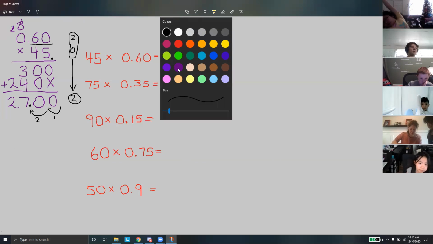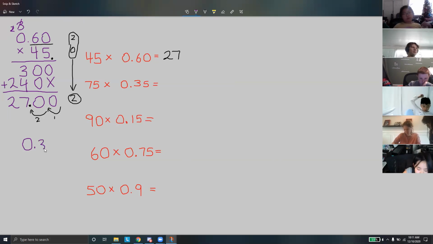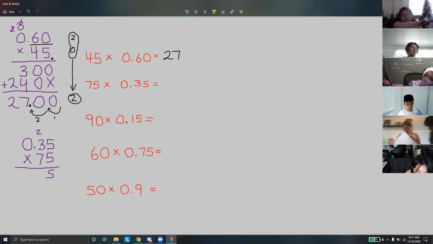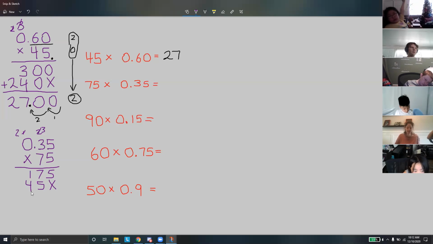I'll do 0.35 times 75. 5 times 5, 25. 5 times 3, 15 plus 2, 17. 5 times 0 plus 1 is 1. Now we're doing the 7. That's kind of supposed to be in the tens place, so nothing in the ones place. 7 times 5 is 35. 7 times 3, 7, 14, 21 plus 3 is 24. 7 times 0 is 0 plus 2 is 2. 7 plus 5 is 12. 1 plus 1 plus 4 is 6.